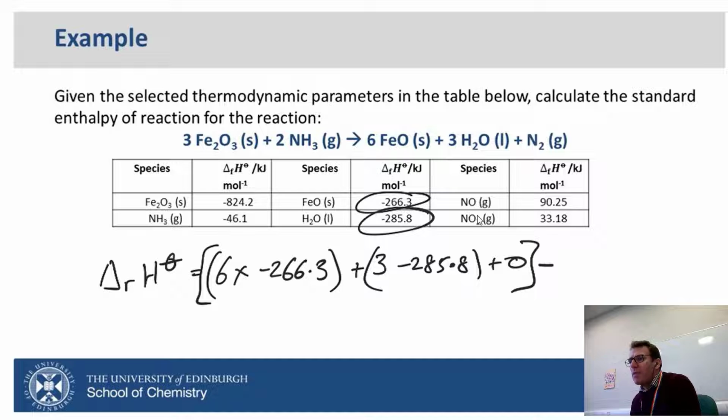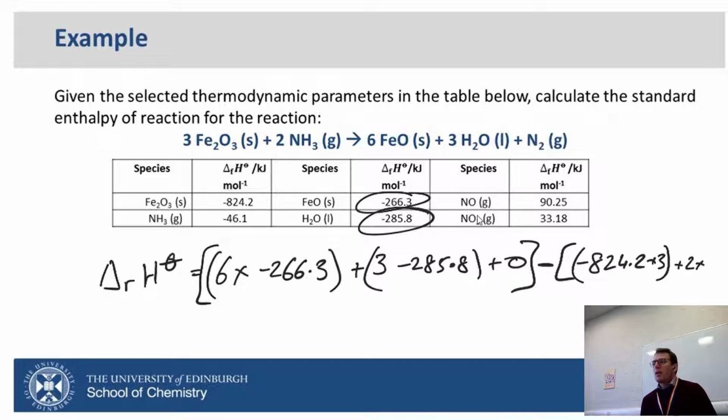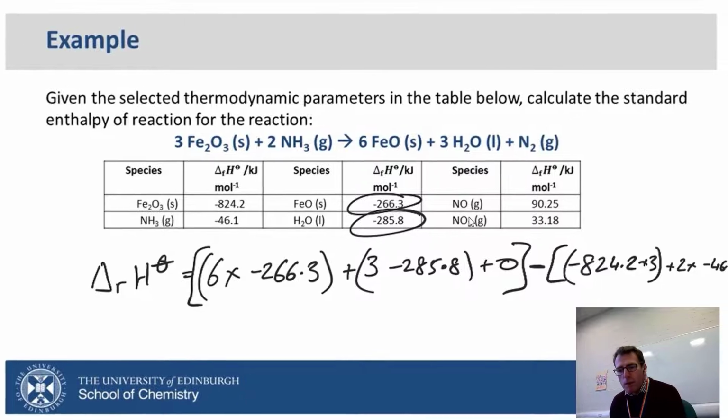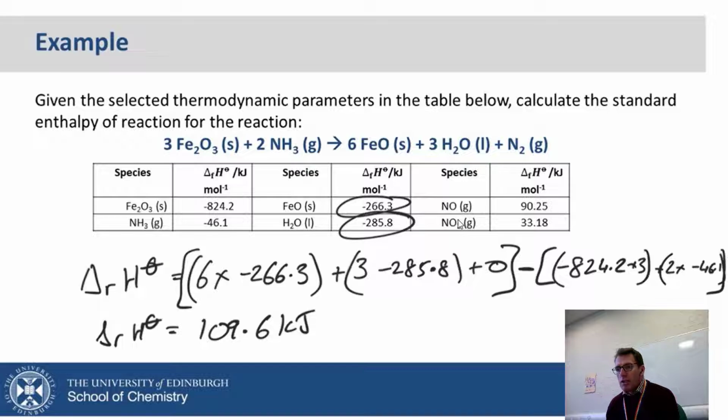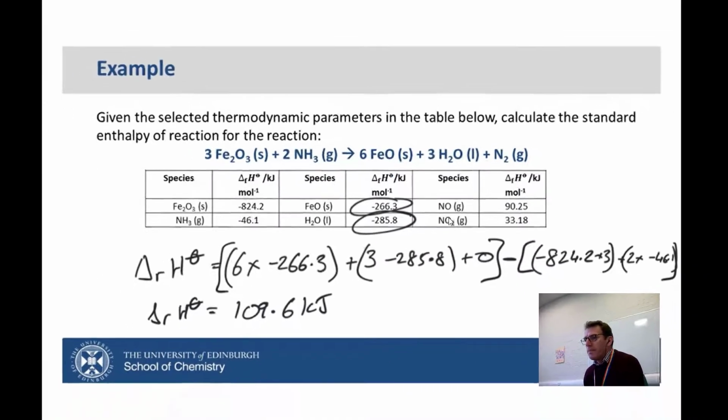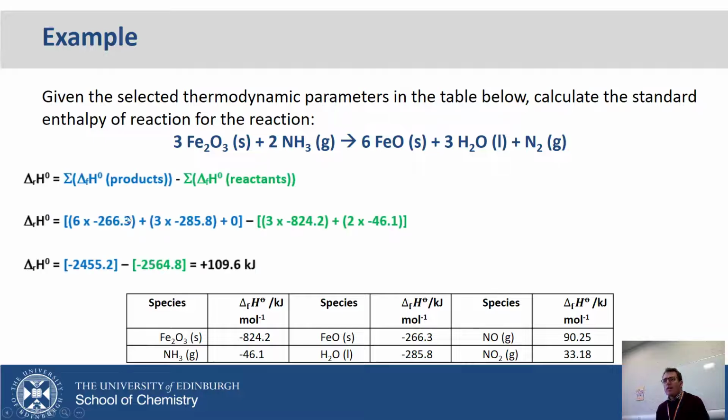So there are products, and we can subtract from that our reactants. Our reactants are 3 times the value for iron oxide, so minus 824.2 times 3, plus 2 times the value for ammonia. We just need to be careful when we're working through this with minus by minus multiplications. When we work that out, we get a value of products minus reactants of 109.6 kilojoules per mole.